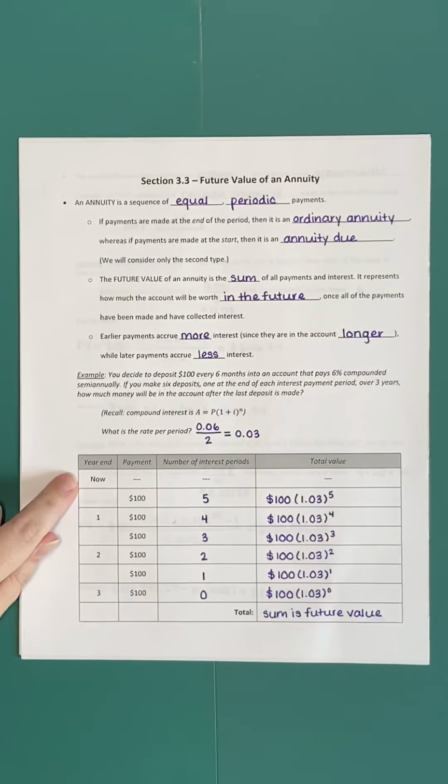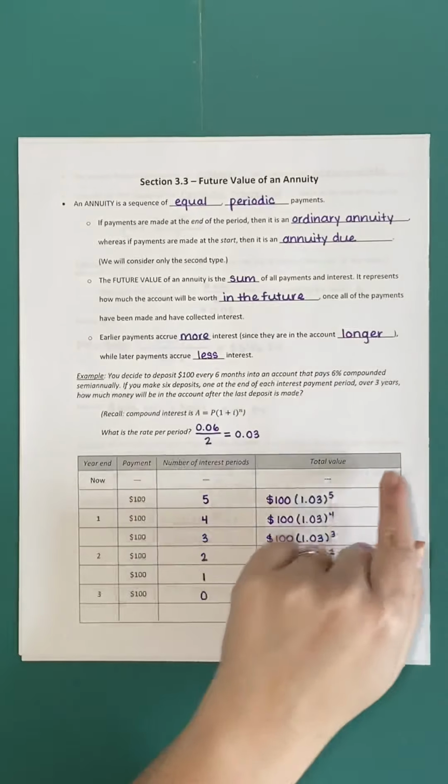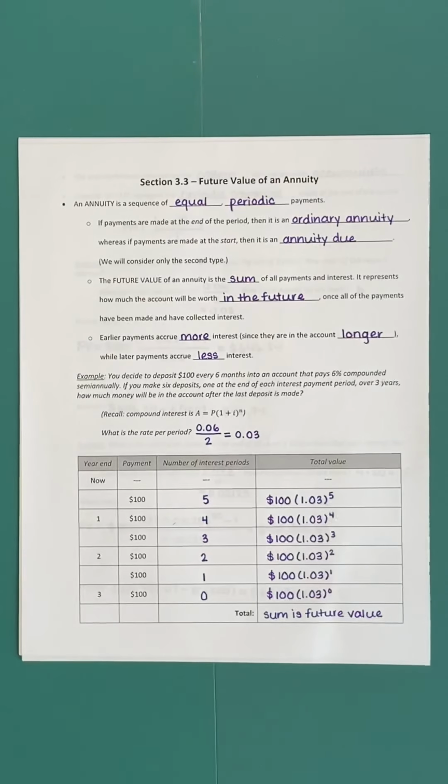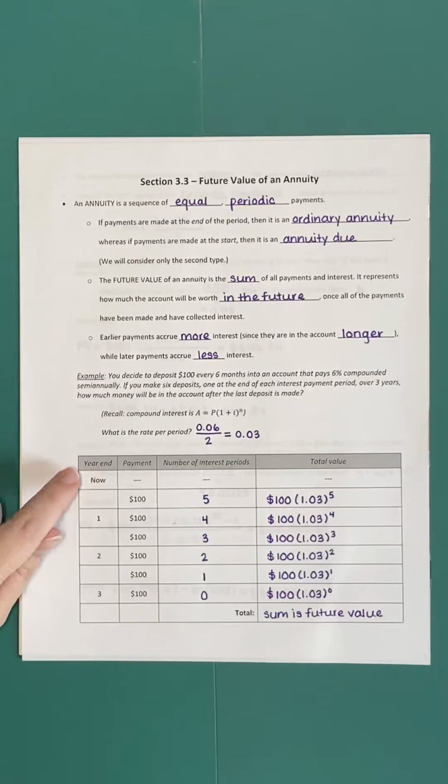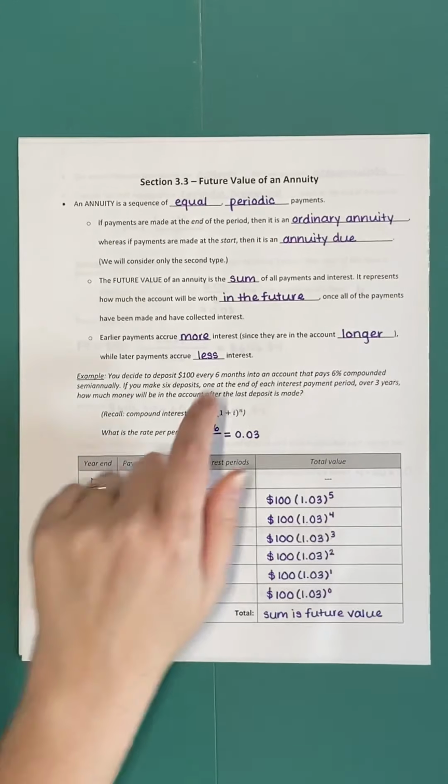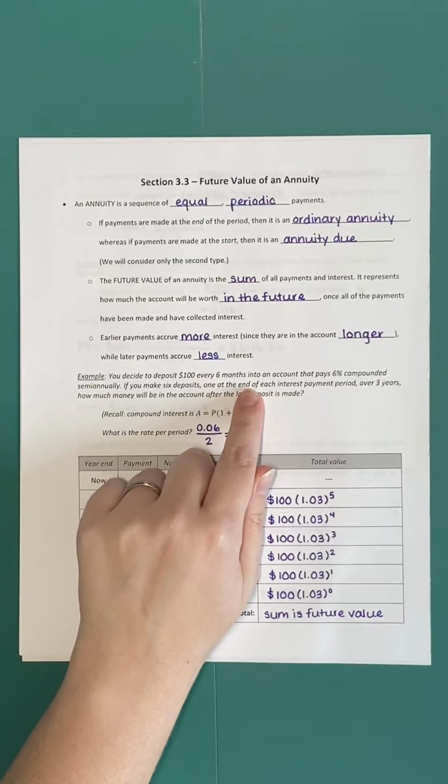So here's today, we're starting now. Now, why do we not have a payment now? We don't have a payment now because remember, we're making payments at the end of the period. So you can assume this is like January 1st. So January 1st, we're not making a deposit because we're making deposits at the end of each period.